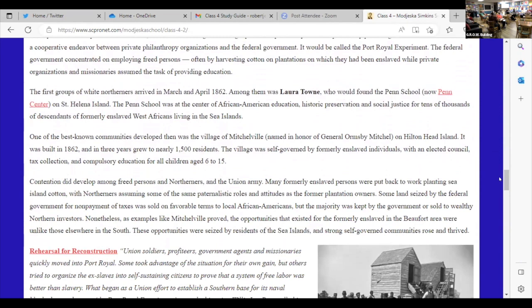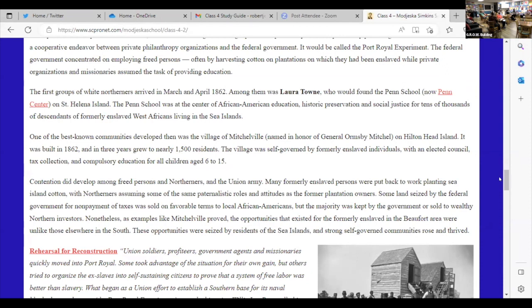Because Beaufort fell early, they had the Port Royal experiment. Like Robert said, there were generals giving away land and plantations. And that 40 acres and a mule thing was in that original concept that didn't pan out. But that was just another instance of South Carolina having an outsized influence on the perception of what was supposed to happen, what didn't happen, and that lives on.